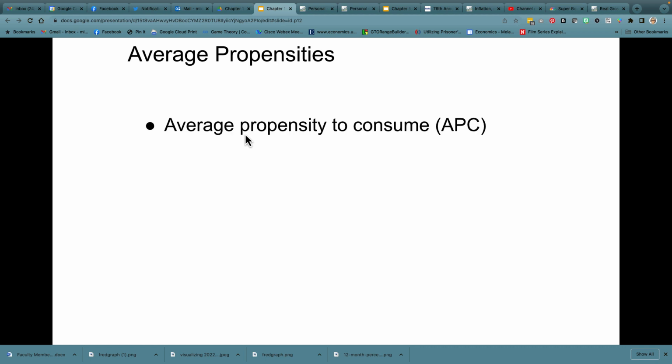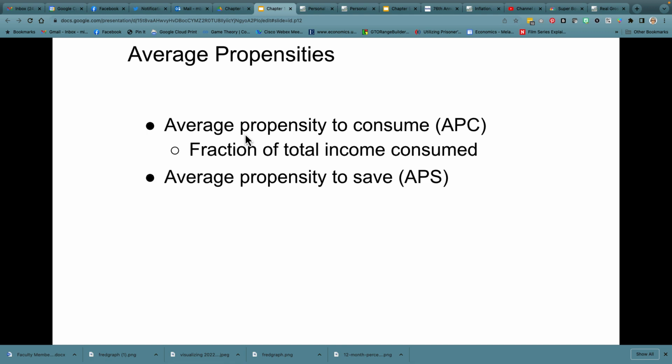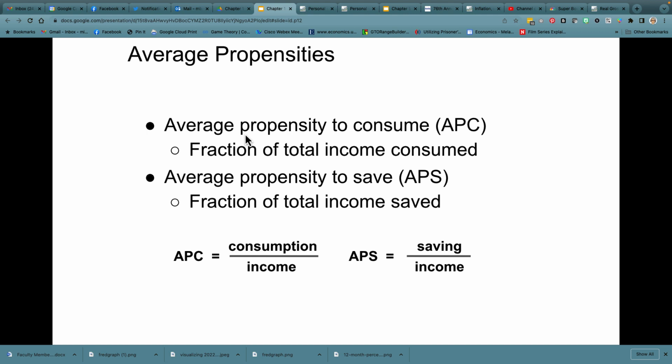First, we have the average propensity to consume. We call this the APC. This is the fraction of total income that is consumed, or the fraction of total income that is spent. Then we have the average propensity to save, or the APS. This is the fraction of total income that is saved. So here are your formulas. They're pretty straightforward. The APC is total consumption divided by total income. The APS is total savings divided by total income.